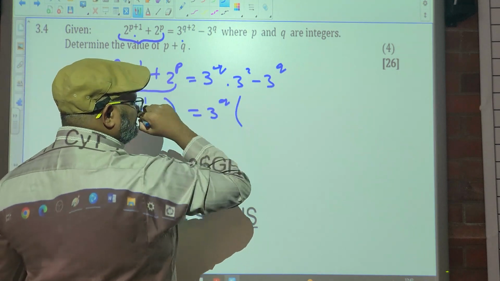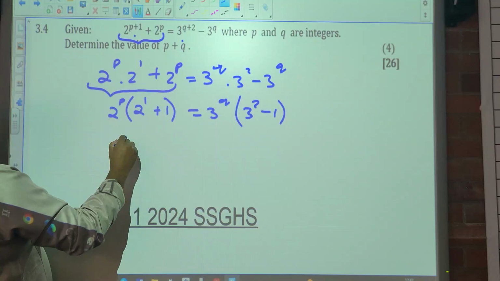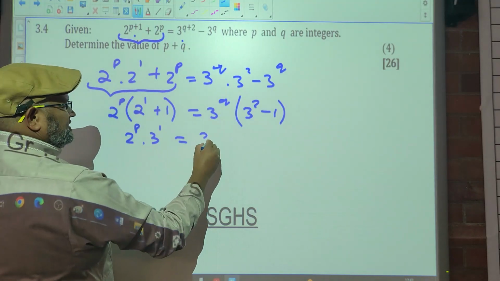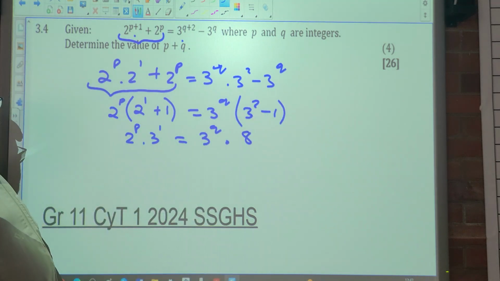I'm then left with 3 squared minus 1. This of course gives me 3, correct? 2p times 3 is equal to 3 to the 1, 3 to the q times 8. 3 squared is 9 minus 1 is 8.